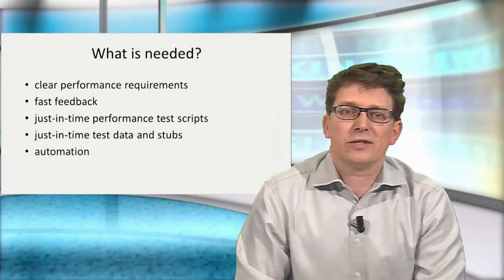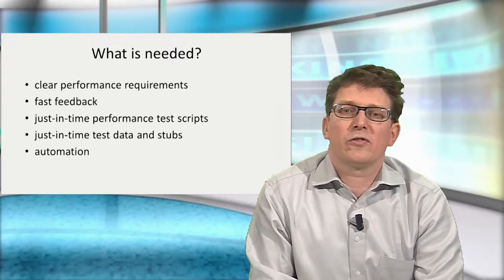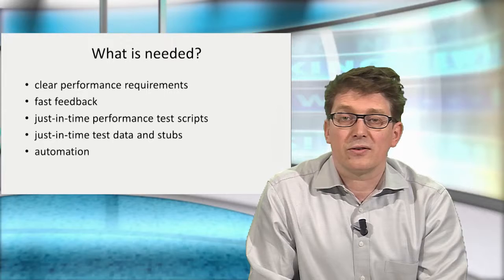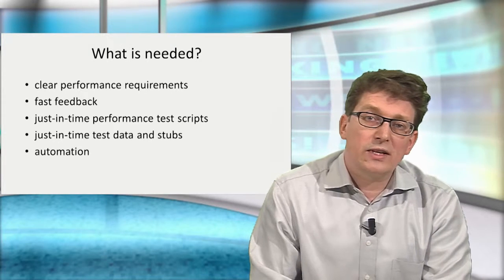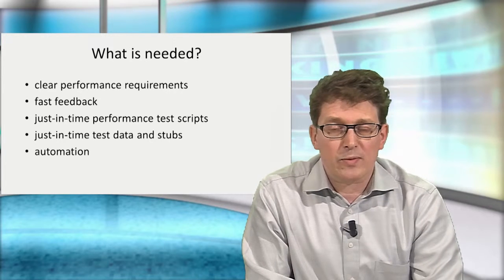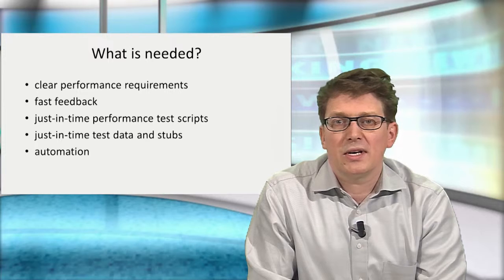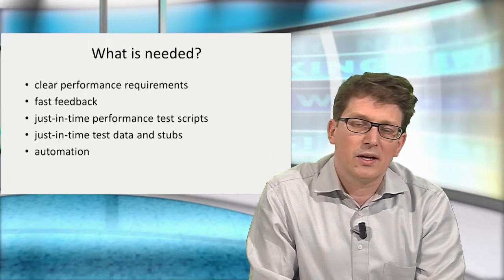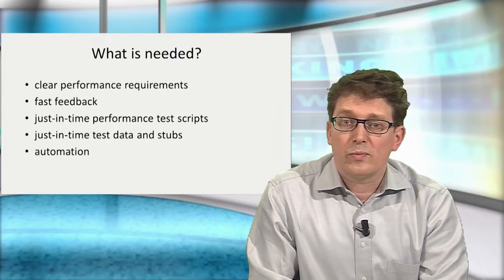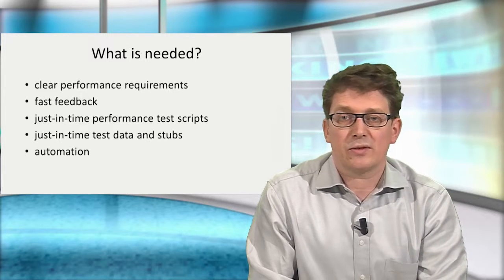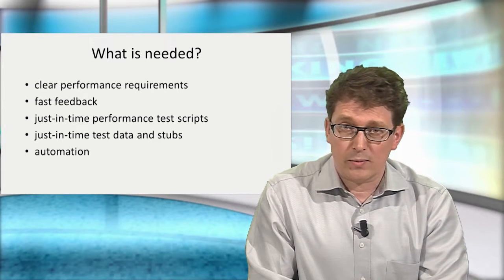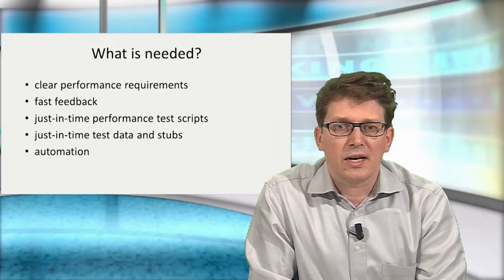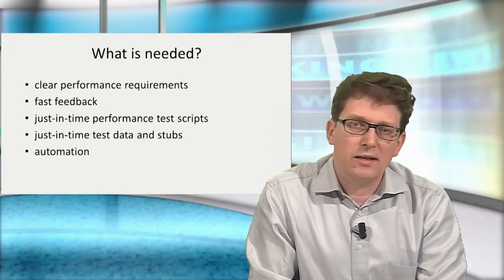So what do we need to do this continuous performance testing? First of all, we need clear performance requirements, because without performance requirements, you cannot test automatically if a test failed or was successful. Next, we need fast feedback. It would be best if developers would code their program and got instant feedback if they typed in something that would cause a performance issue later on. We're not there yet, but currently we have the just-in-time performance test scripts, which you can imagine that a developer is creating a new function, and the performance engineer who writes performance scripts is sitting next to him, and they can code the performance test script and the functionality together.